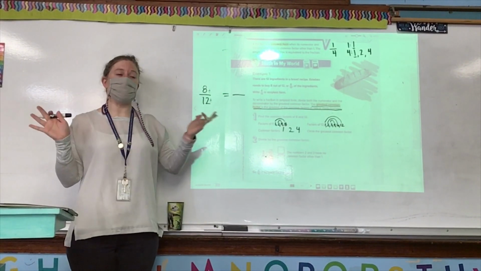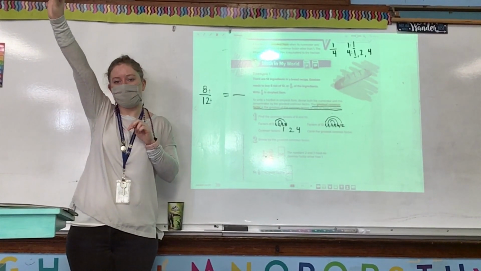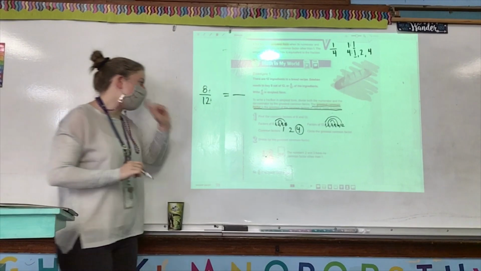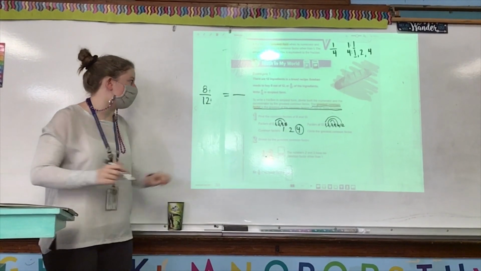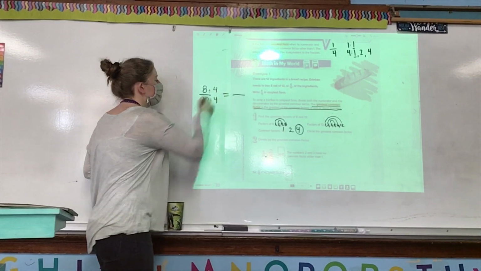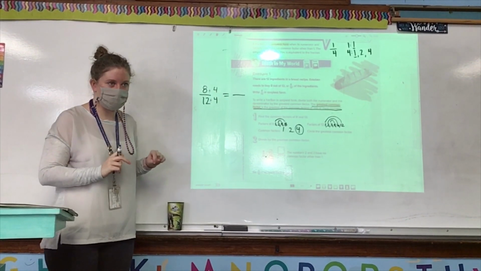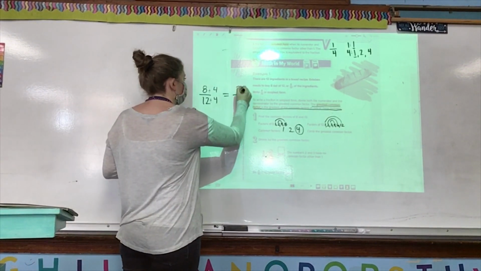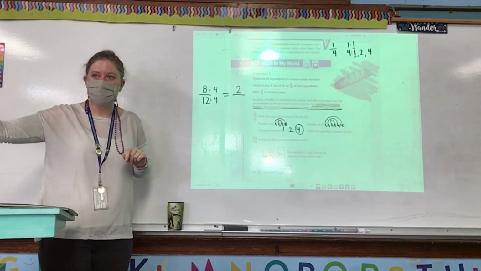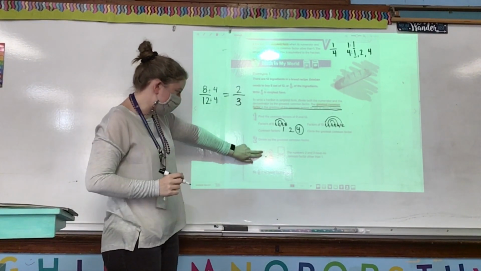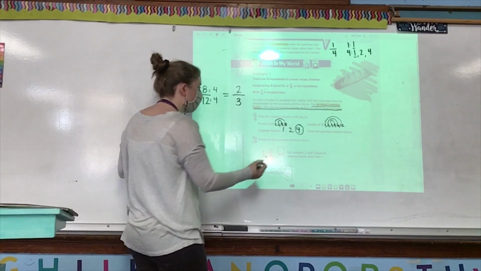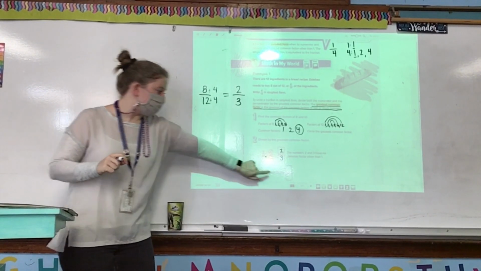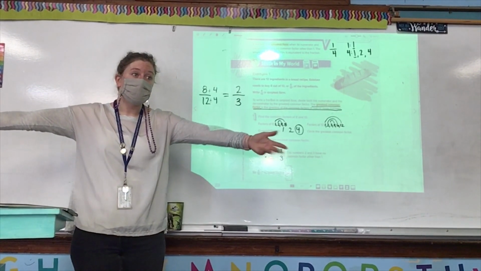Now we have to circle the greatest. Which one is greatest? 1, 2, or 4? Class? 4. So now, step 2 is we're going to divide by the greatest common factor. So the numerator divided by 4 and the denominator divided by 4. Class, 8 divided by 4 is? 2. 12 divided by 4 is? 3. So if we divide the numerator and the denominator each by 4, we get 2 thirds. So 8/12 in simplest form is? 2 thirds.